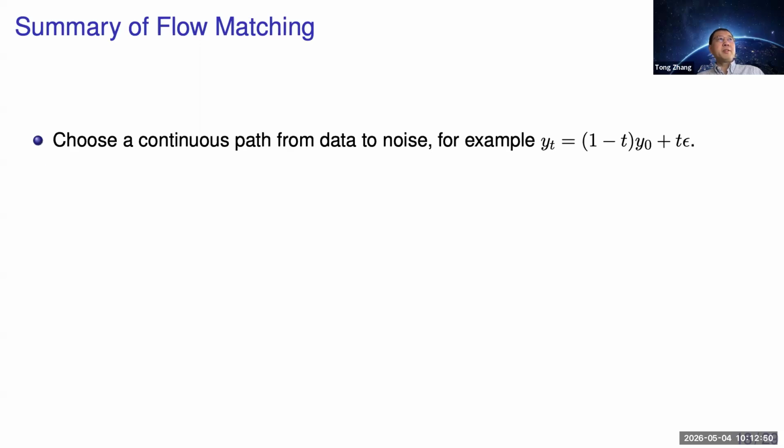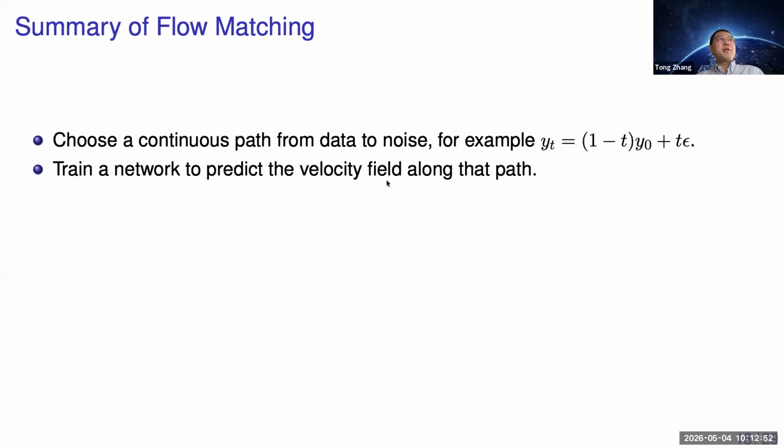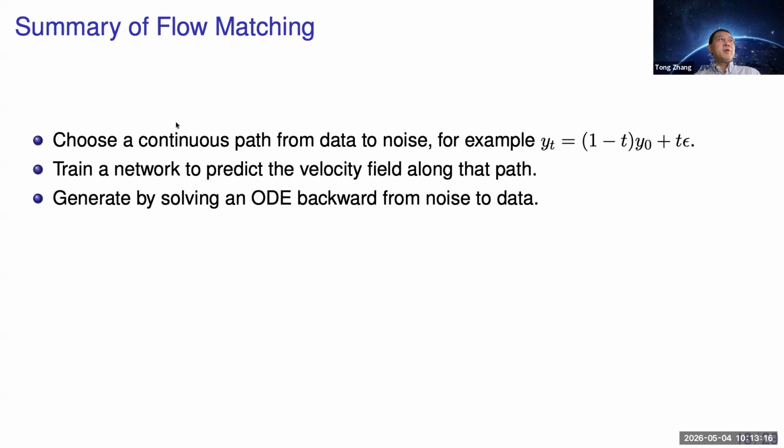Continuous path, this one, right? Train a network to predict the velocity, which is changed from the diffusion model. It's an epsilon minus original. So it's a difference, it's interesting, right? You think about it, it's a difference of your noise and original image. It's not a plus, not average, whatever, right? It's a difference. And once you have that, that's the velocity. Once you have that, you solve the ODE backwards.